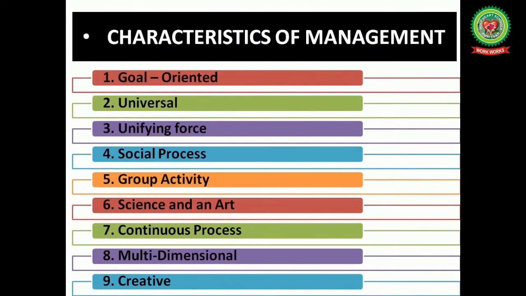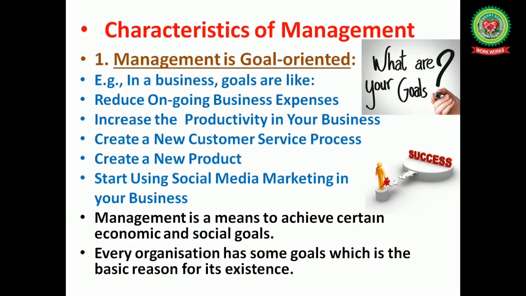Next is characteristics of management. So there are 9 characteristics: goal oriented, universal, unifying force, social process, group activity, science and an art, continuous process, multidimensional, and the last one is creative. So the first one is goal oriented.